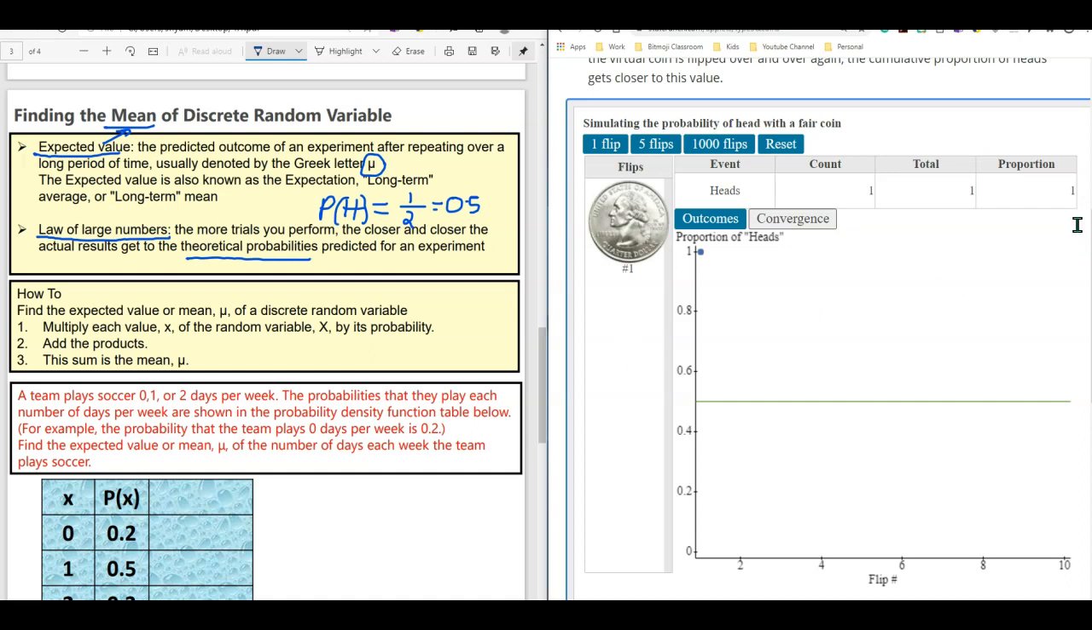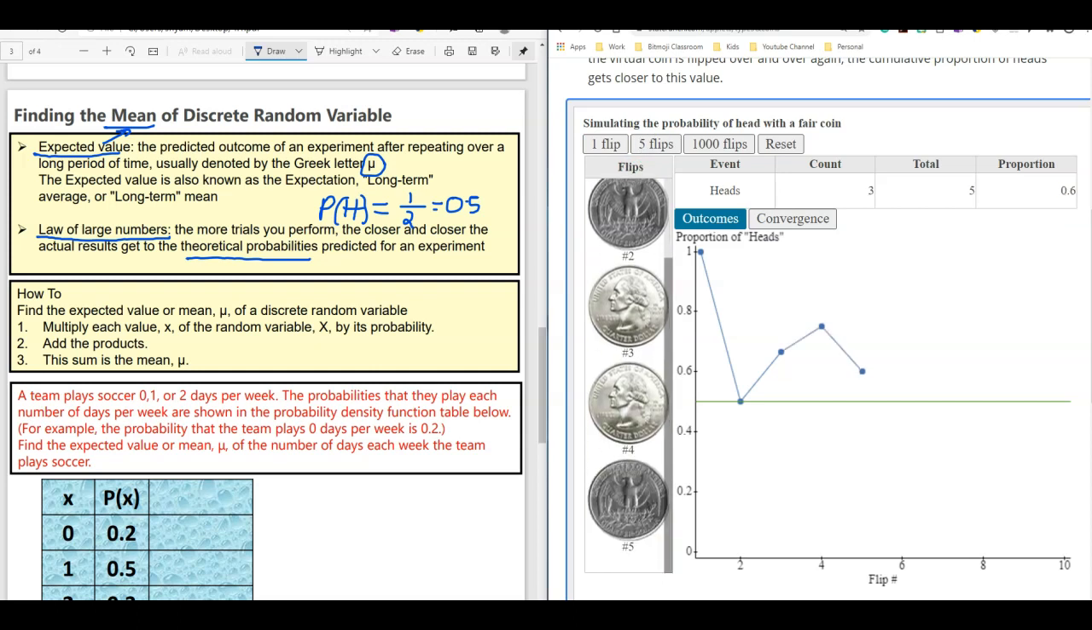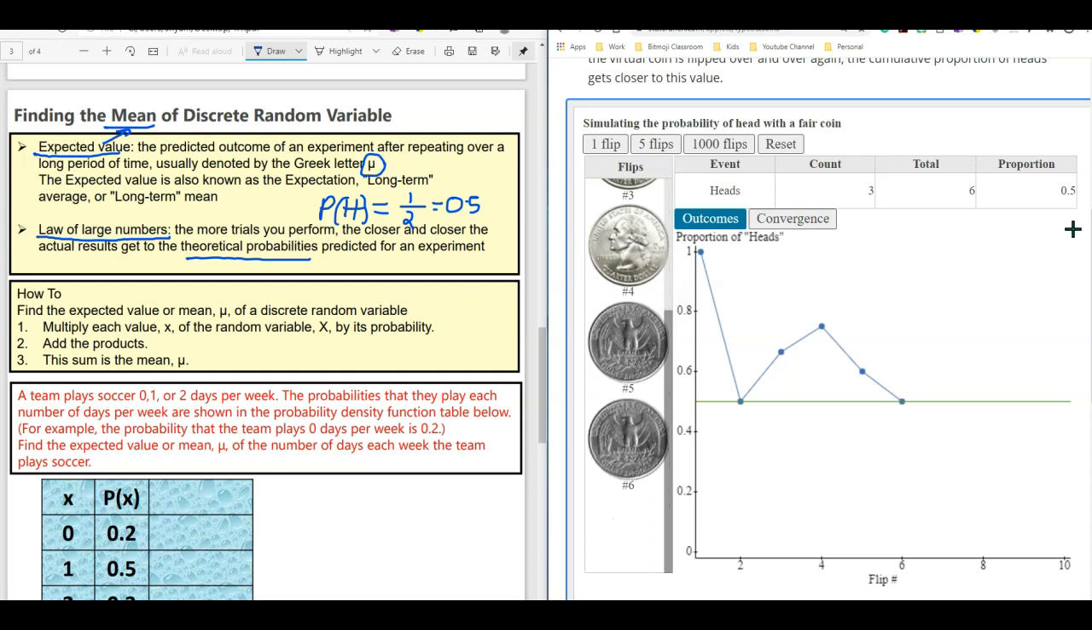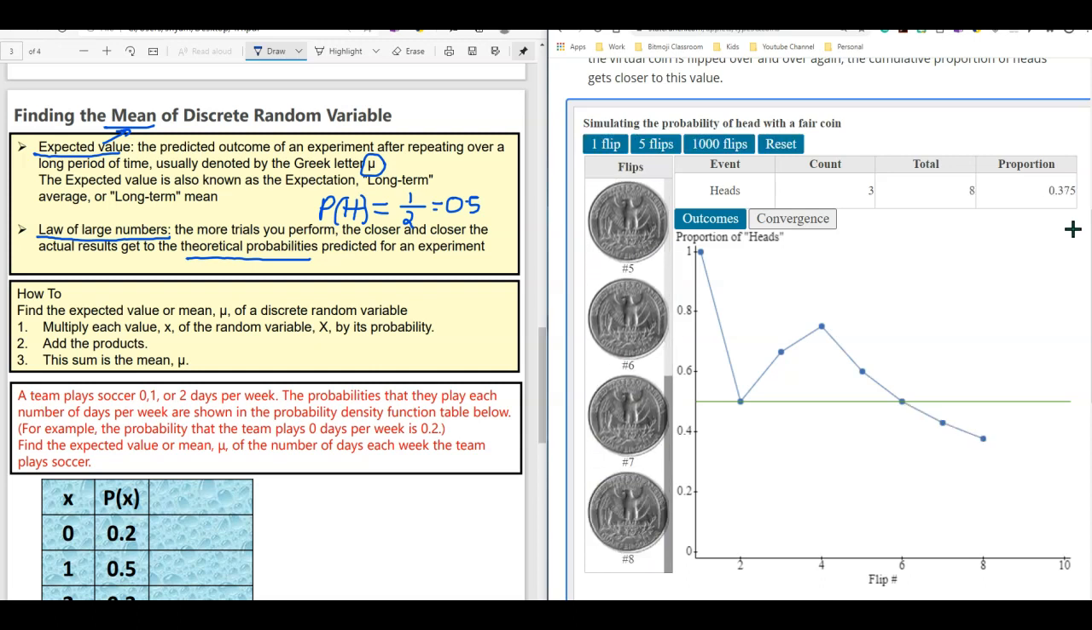When I flip a coin, I get a head. Does that mean the probability is 1? No. I flip another time. I get 0.5, which is true. Let me flip another time. 0.6. The probability of getting a head is not 0.6. Let me flip 5 times. Once again, focus on this number here. You see how the number is changing.